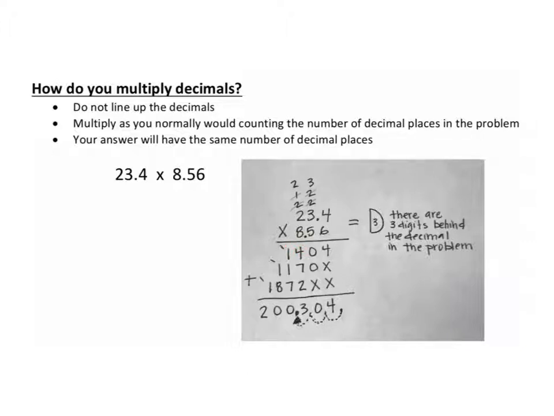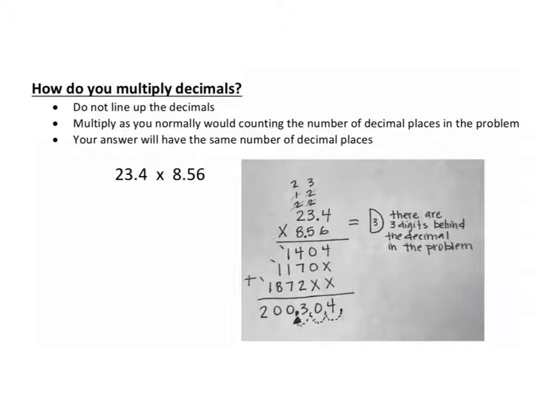Then we can put an x for place value and take away the 6. Now we're moving on to our next number, which is 5. 5 times 4 gives us 20. So we put a 0, carry the 2. 5 times 3 gives us 15, plus the 2, which is 17. 7, carry the 1. 5 times 2 gives us 10, plus the 1 is 11.